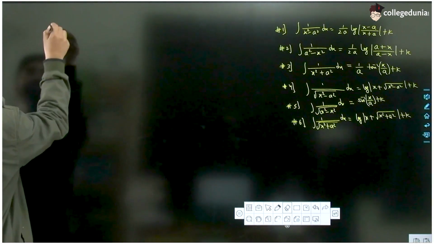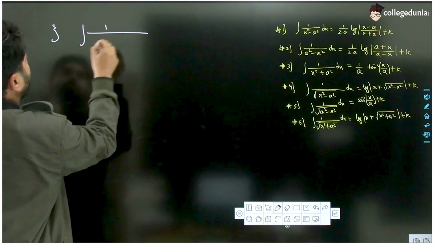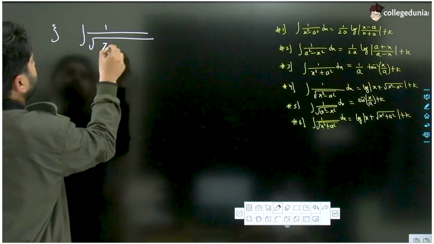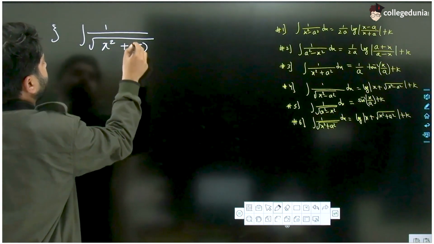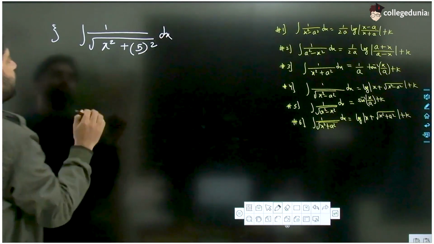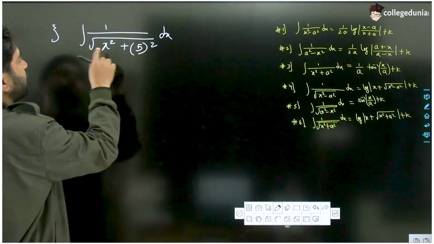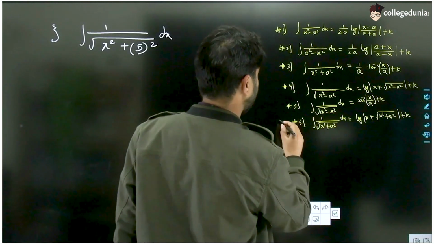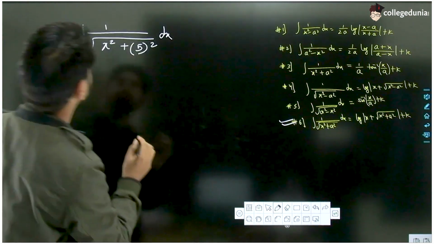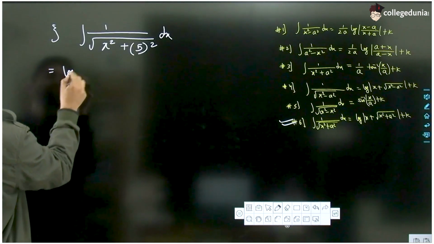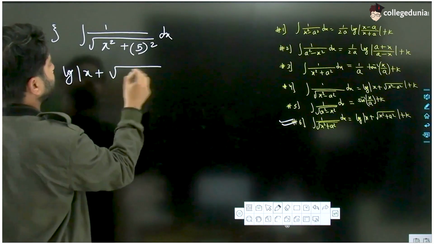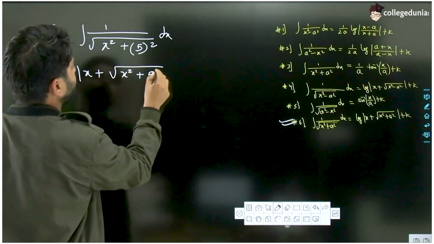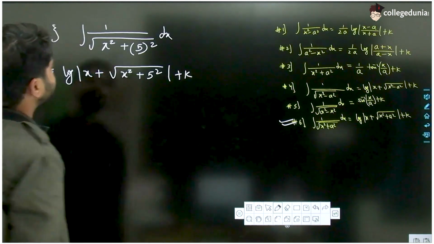Suppose we have to integrate 1 upon root x square plus 5 square. You can see this x square plus 5 square is inside the root in the denominator, x square plus a square. So the sixth formula will be applied here: log x plus root x square plus 5 square, plus k.